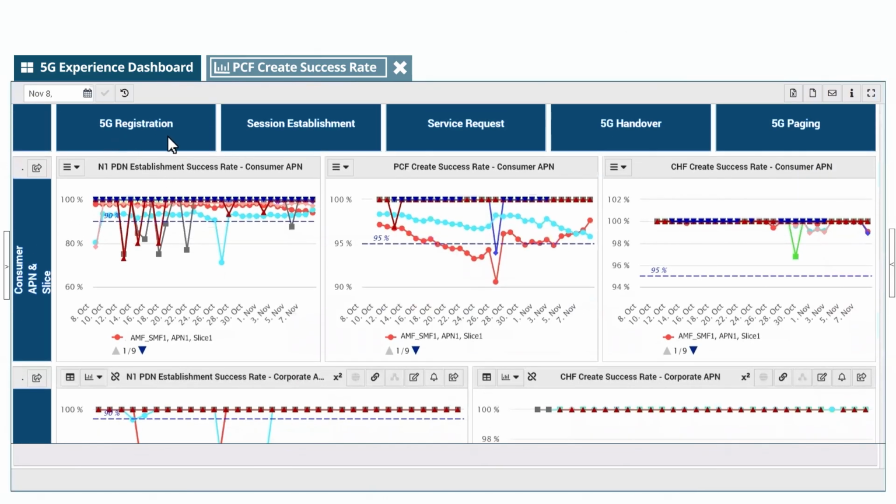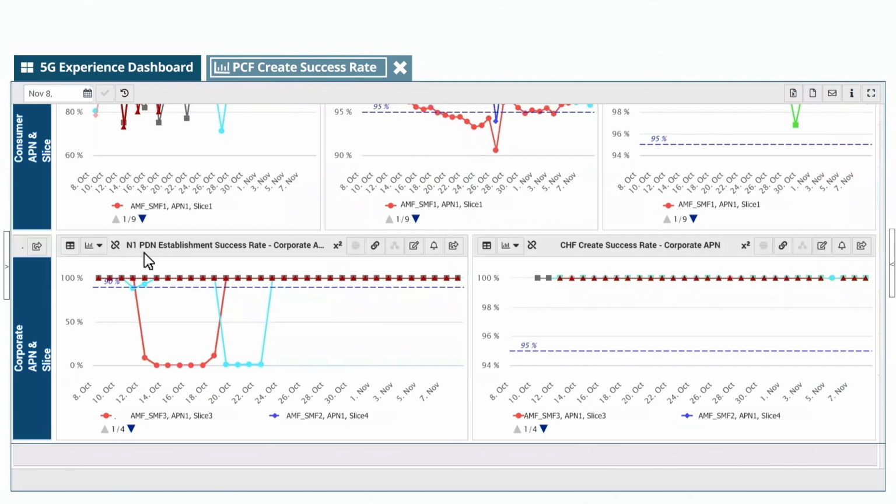My retail consumers use differentiated services over different slices. For example, video streaming or a low latency service such as AR/VR gaming. I can also look at service performance of enterprise customers using dedicated 5G slices.